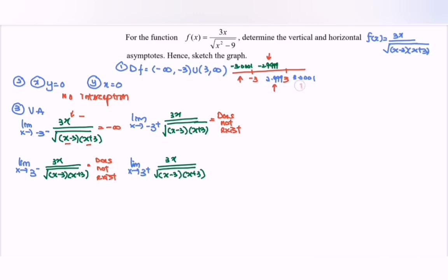Next, focus on this number. If we substitute, we will have a positive. The same goes to this part, we have a positive. So we have positive infinity, meaning that when x approaches 3 from the right, the graph is increasing without bound. So from here, the vertical asymptotes are x equals negative 3 and x equals 3.